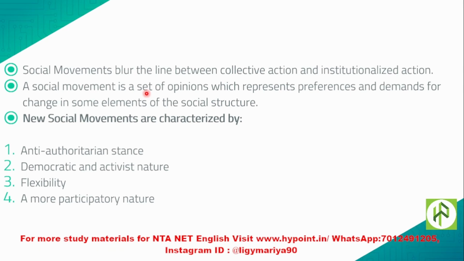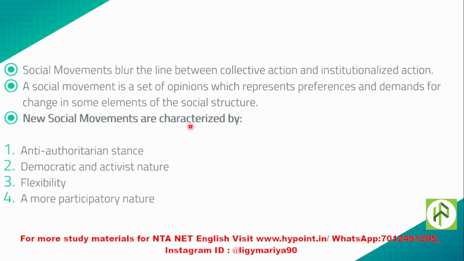A social movement is a set of opinions which represent preferences and demands for change in some elements of social structure. It's a set of opinions. A collective group of people find a problem with the existing social structure or existing cultural norm, the social or cultural ideology that is happening now. So they have some opinions, some suggestions in order to revise this existing structure, the existing elements of this structure. Okay, so it's an opinion about their preferences, their demands.